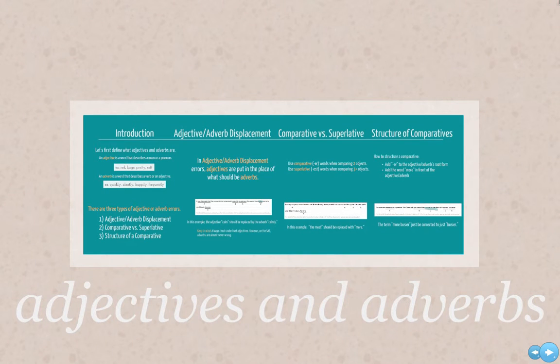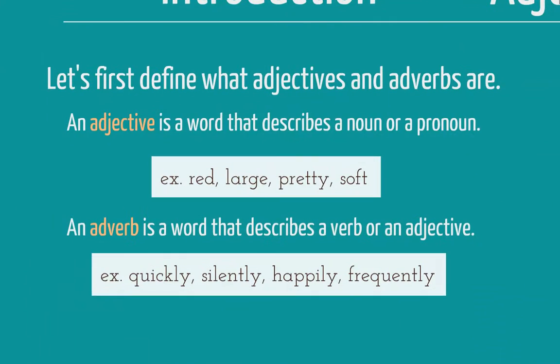Alright, so let's take a look at adjective and adverb errors. Adjective and adverb errors are very specific types of errors found on the SAT that involve switching or using the wrong type of adjectives or adverbs. These are pretty easy to spot if you know what to look out for and understand a couple basic rules. So let's get started by first defining what adjectives and adverbs are.